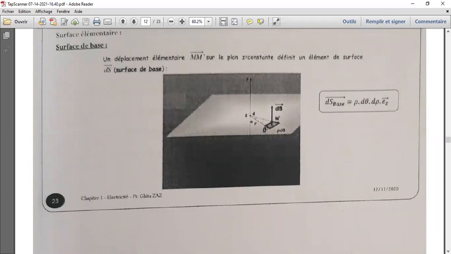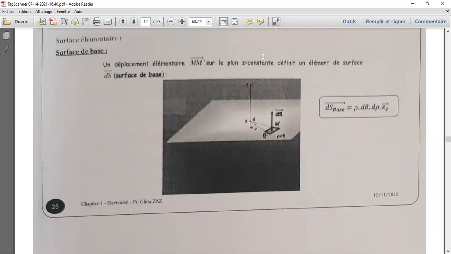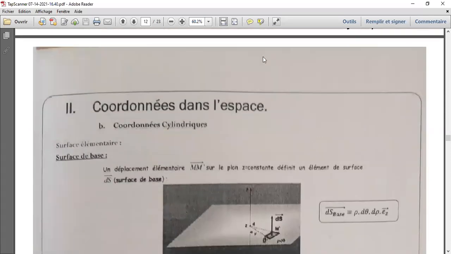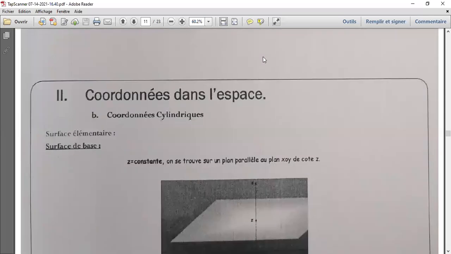Could you please repeat what you just said? Starting from where the radius is constant.